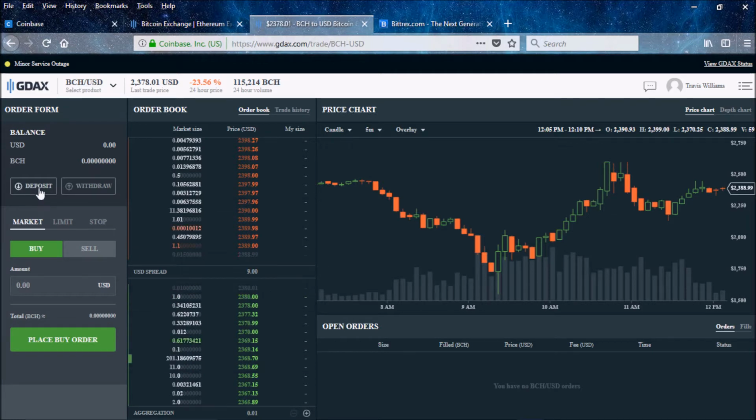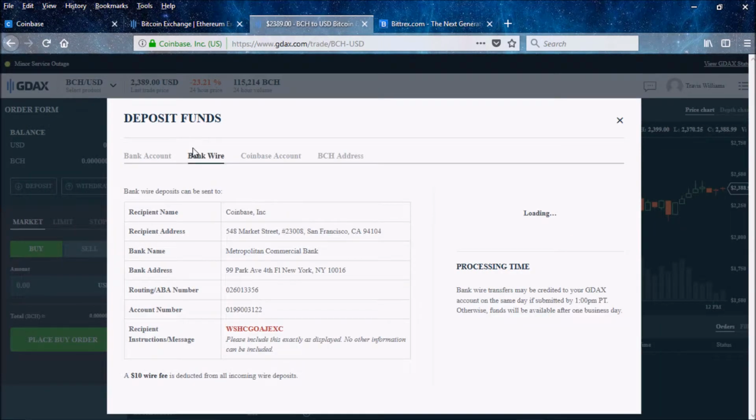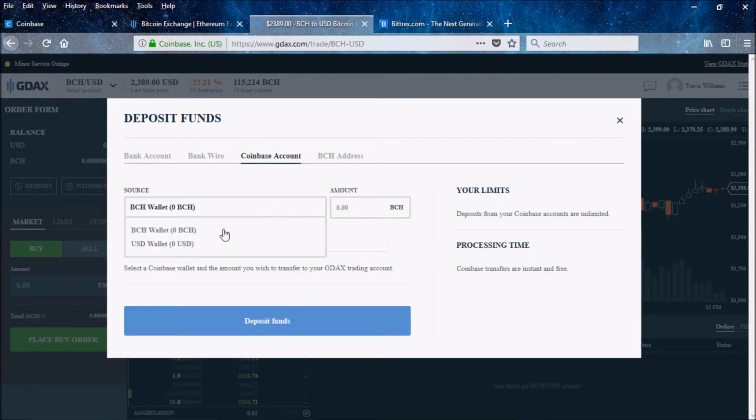So no matter what you do, you come to this once you stick with your market, the market that you purchased in, and then you go to Coinbase account, and then whatever wallet would be here with all your money in, it'll show you. It'll tell you that you have this much in Coinbase. Then you put that amount that you want, then it's instantly free to transfer it over here.